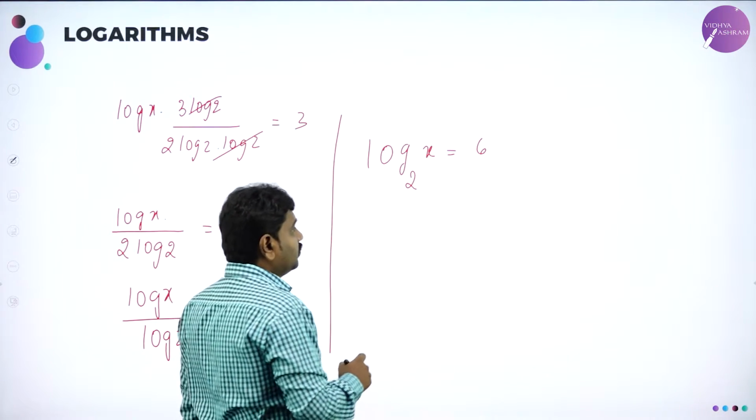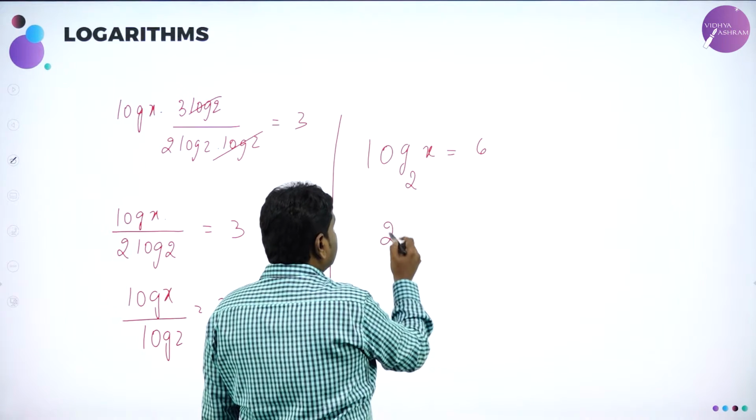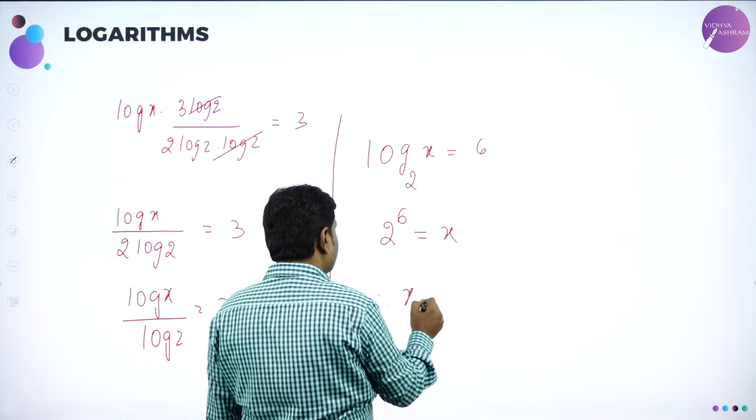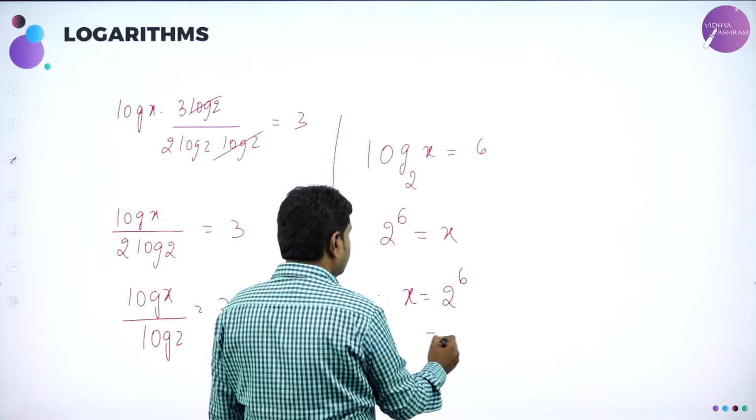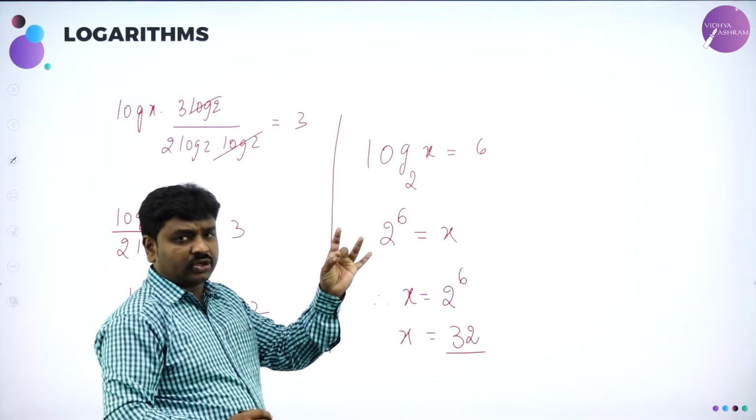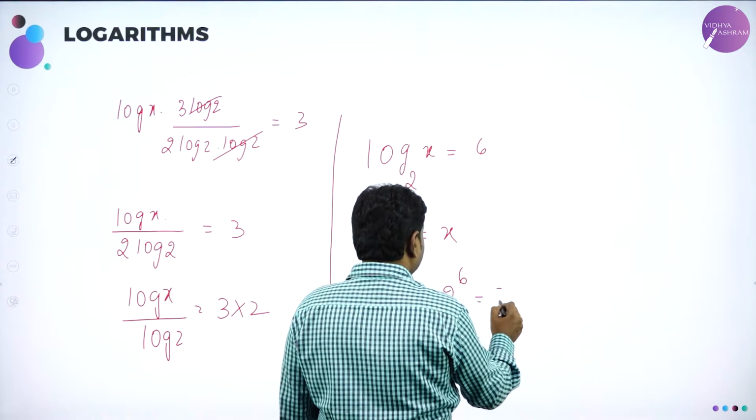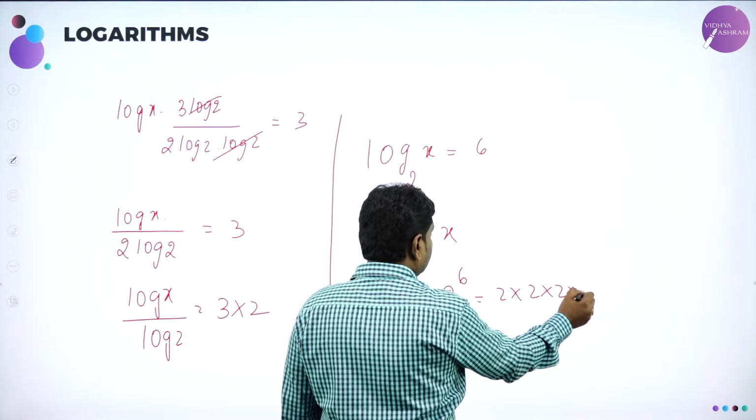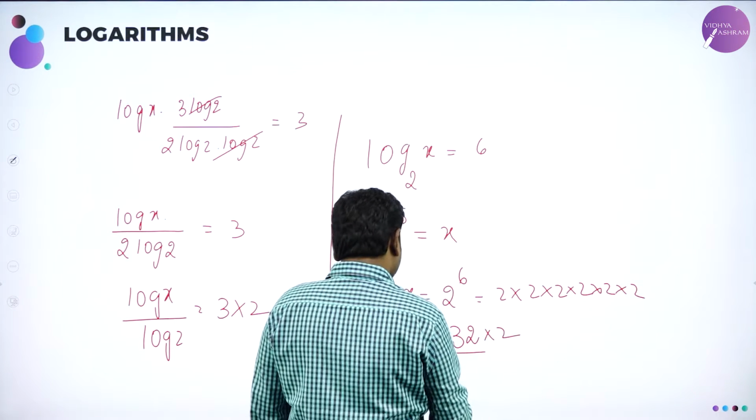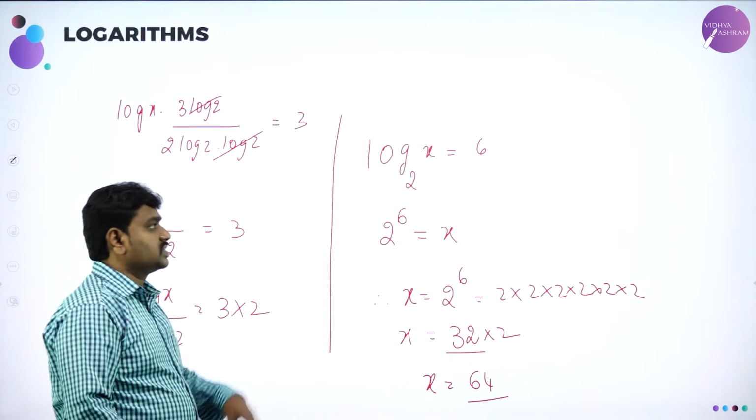Now further we can write this as 2 power RHS. 2 power 6 is x. So therefore your x is 2 power 6. You know what is 2 power 6? 2 power 6 is 32? 2 2s are 4, 2 4s are 8, 2 8s are 16, 2 16s are 32, into 2. So x value is 64. 2 power 5 is 32, 2 power 6, that's it.